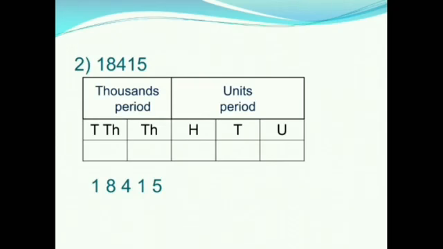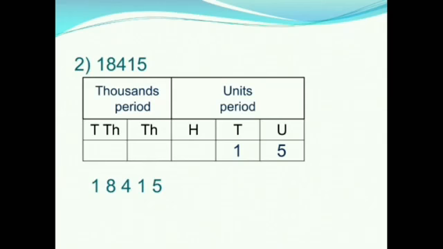First read the digits 1, 8, 4, 1, 5. Now we will write these digits in place value table. First we will go from right to left. From the right first digit is 5. So we will write 5 in units place. Now the second number is 1. Which is the second place in place value table? From right side. Yes, tens place. So we should write 1 in tens place.